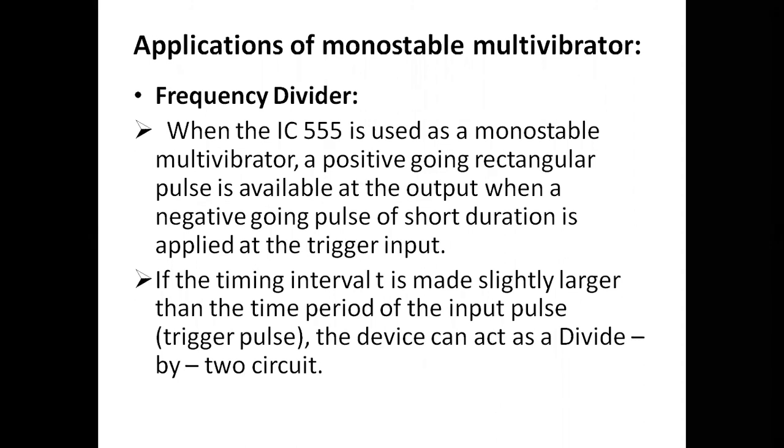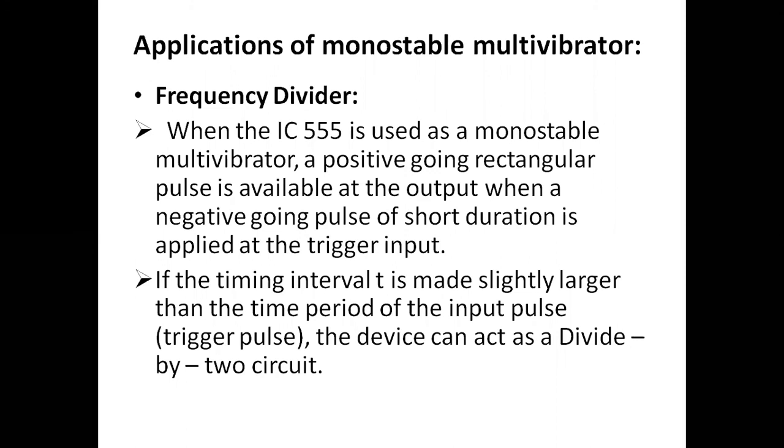First application of monostable multivibrator is frequency divider. When the IC555 is used as a monostable multivibrator, a positive going rectangular pulse is available at the output when a negative going pulse of short duration is applied at the triggering. That means if you apply a negative going trigger pulse at the input of the IC555 timer, we can get a positive going signal at the output of the timer.